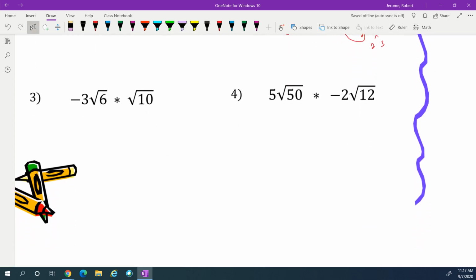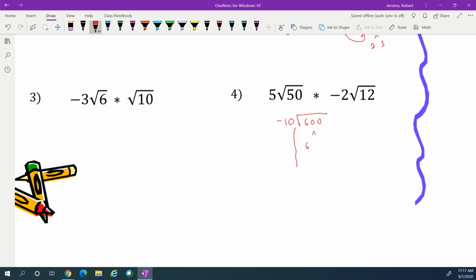And for number 4, I think if I multiply these together, I'm going to get a bigger number, 600, but it's really not that bad. So I'm going to multiply and get negative 10, and then 50 times 12 is 600. And I'm going to work on that 600.